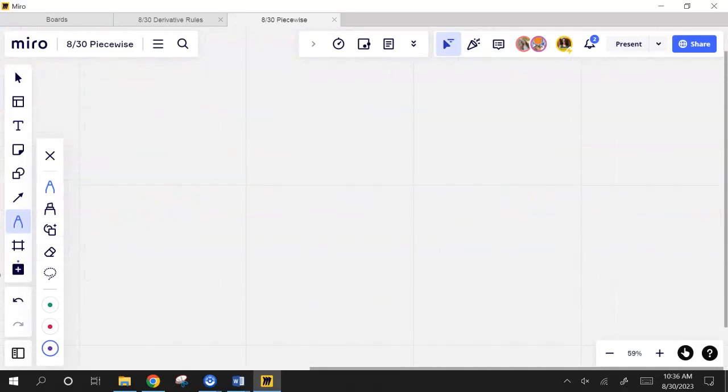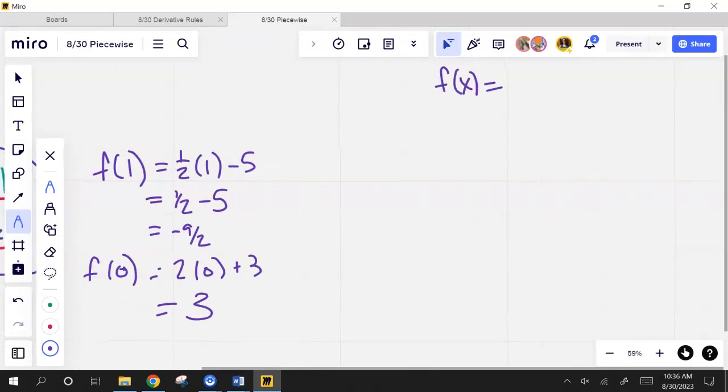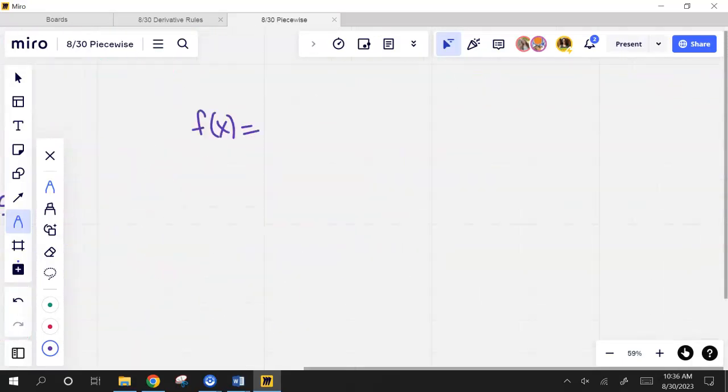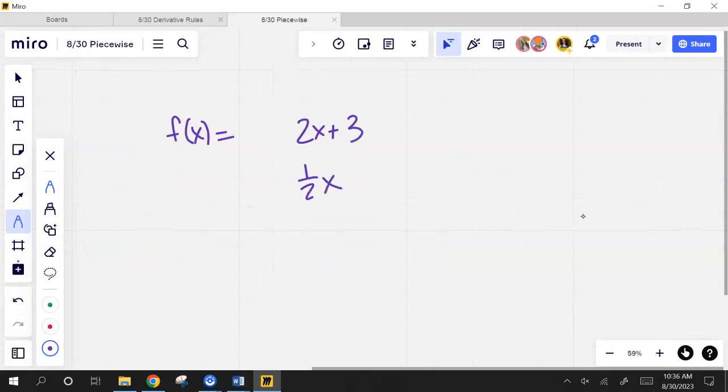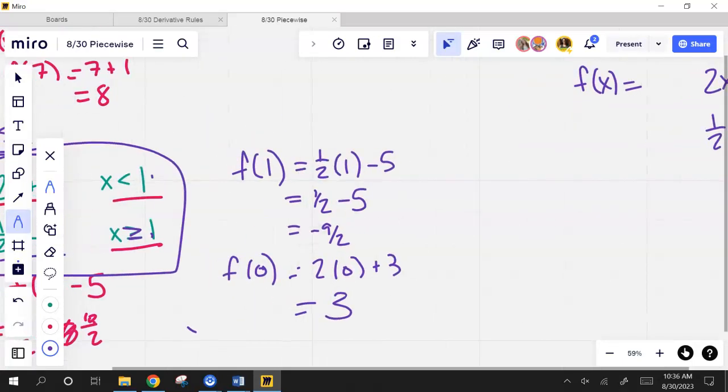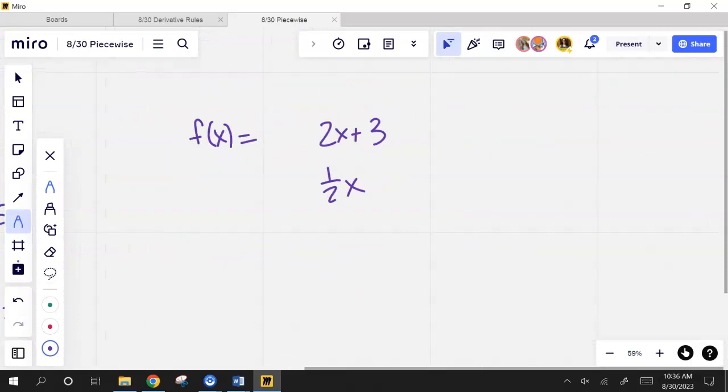I'm going to use the same equation. What did I have? 2x plus 3 and 1/2 x minus 5.